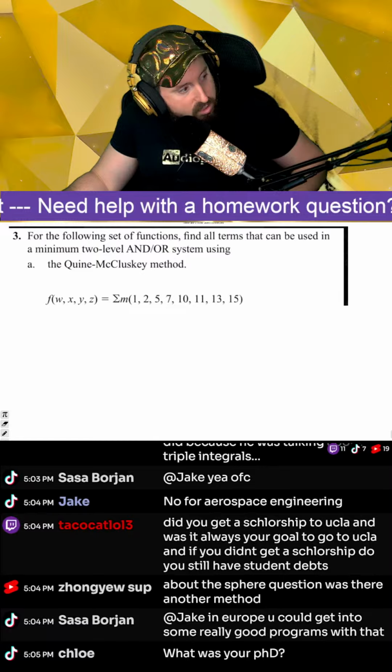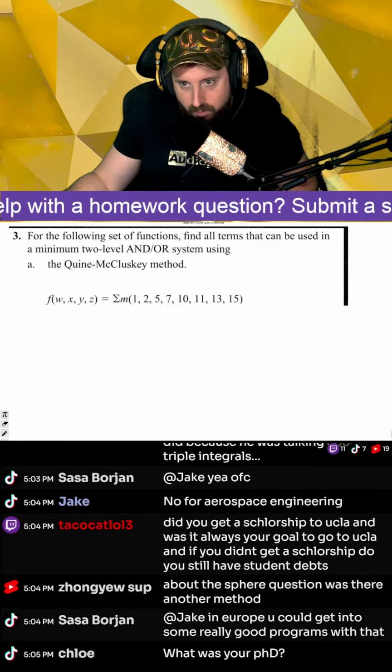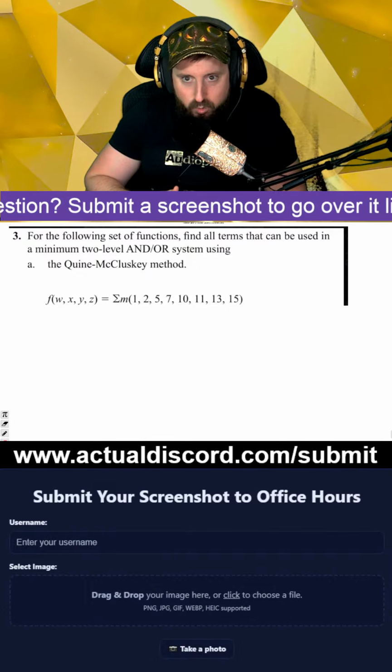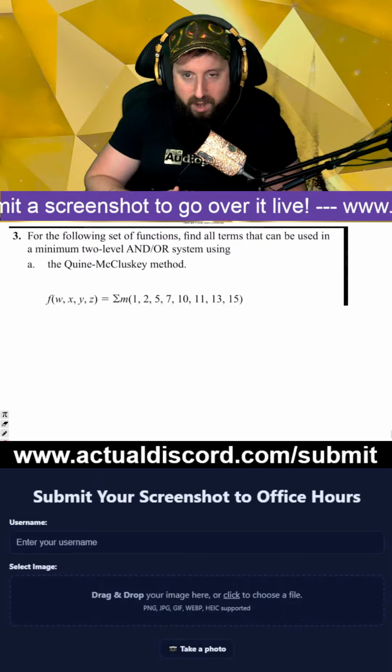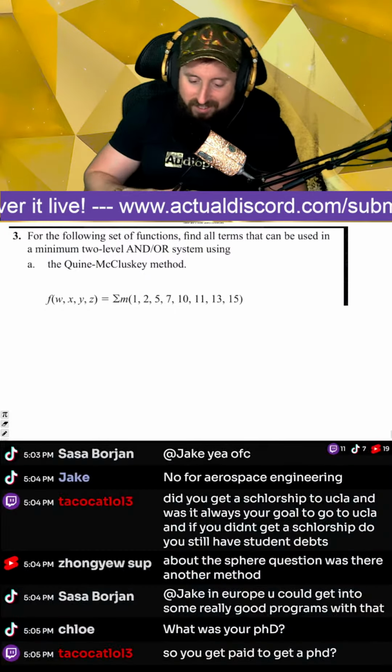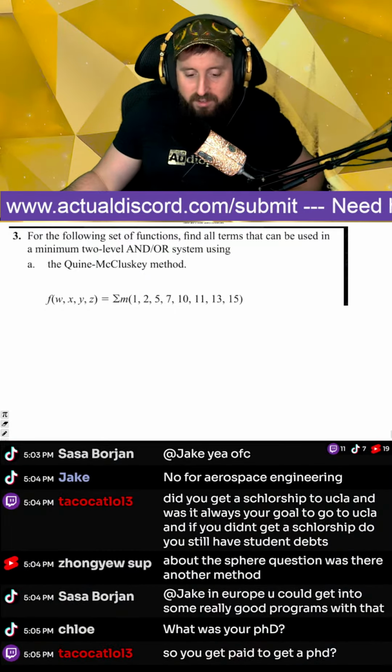Okay, this question was from HH. I have no clue what this is, but it says, for the following set of functions, find the terms that can be used in a minimum 2-level AND-OR system using the Quine-McCluskey method. The fuck is this? My PhD was in plasma physics.